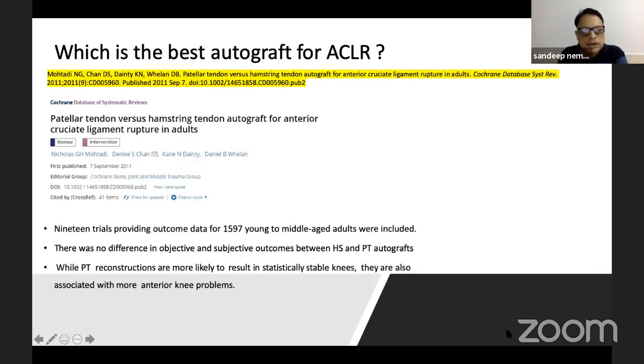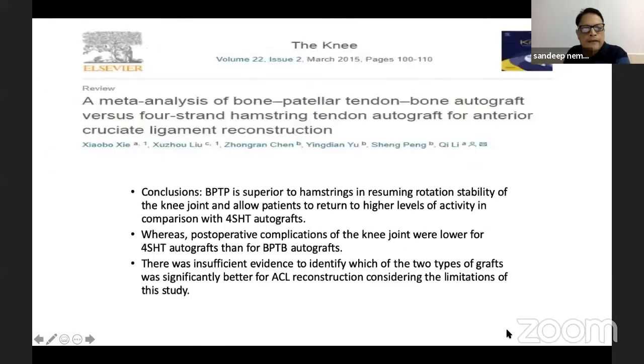This review assessed 19 trials providing outcome data of 1,597 young to middle-aged adults, and they compared the hamstring tendon versus the patellar tendon. They found there was no difference in objective and subjective outcomes between hamstring tendon and patellar tendon autograft. While the patellar tendon reconstructions are more likely to result in statistically stable knees, they are also associated with more anterior knee problems.